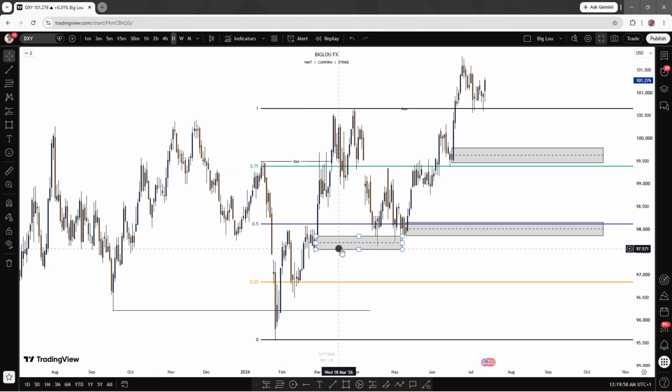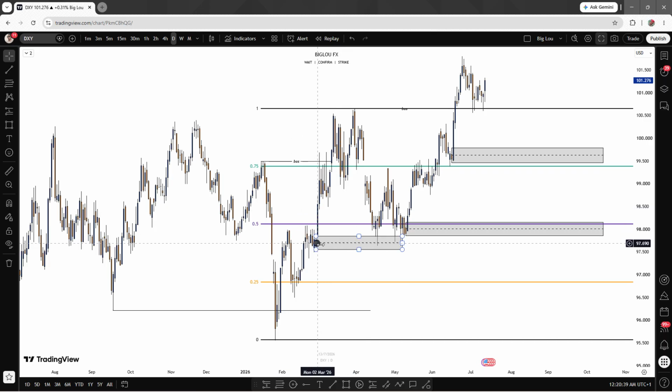Anything above 0.5 is regarded as premium of that range. Anything below 0.5, which is the 50% mark, is regarded as discount of that range. So when you mark your range, a valid demand zone must be below the 50% of the range, which is below the 0.5 of the range. When you are selling, it's vice versa. The supply zone must be above the 50% of the range. But here we're talking about buying.